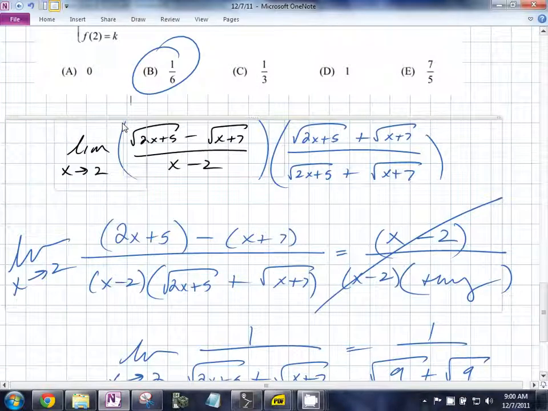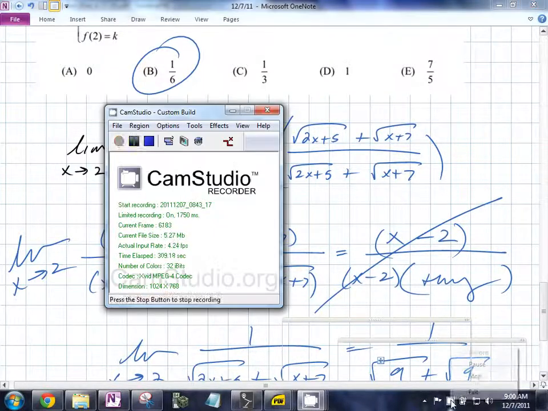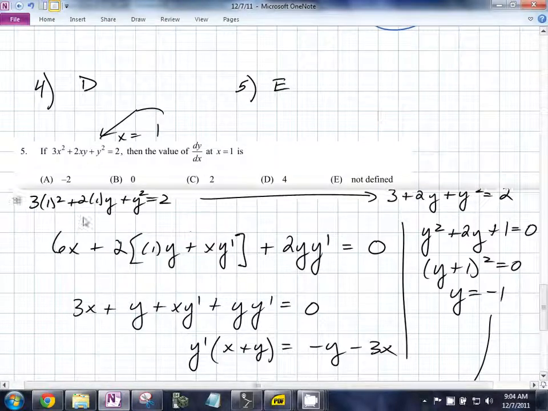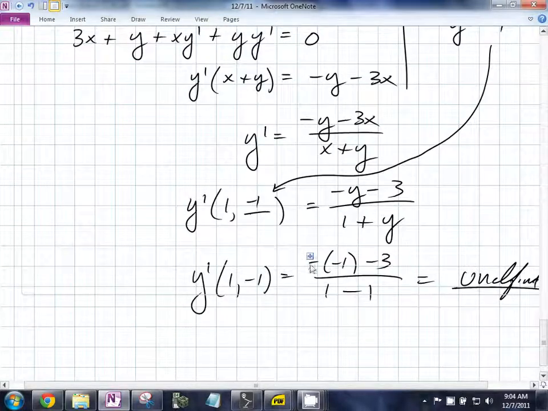Things to remember on this one, the key things to remember are product rule, and the derivative of a constant is 0. Isolate y prime, plug in the x value. You need a y value, so you find it. Absolutely find it. That's it. Totally it. Okay.